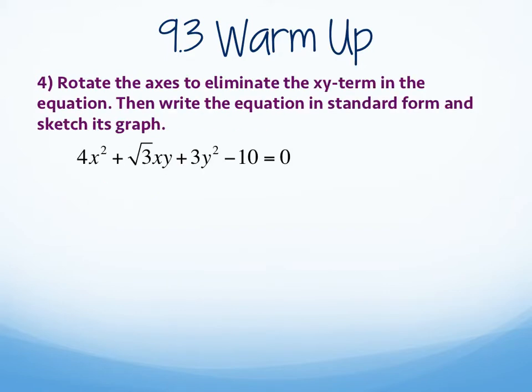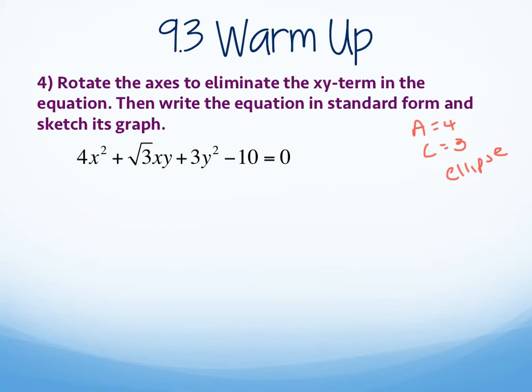Second one, and you can actually use that process for this one. If you look at A is 4, C is 3, that would have a positive product. They're not the same, which means that this answer should be an ellipse. So when you get to the end, even though it's rotated, you should know what kind of shape it is.